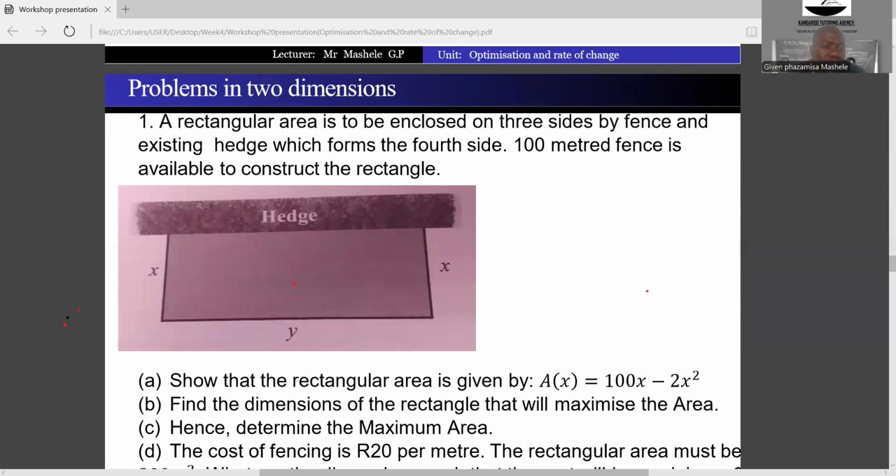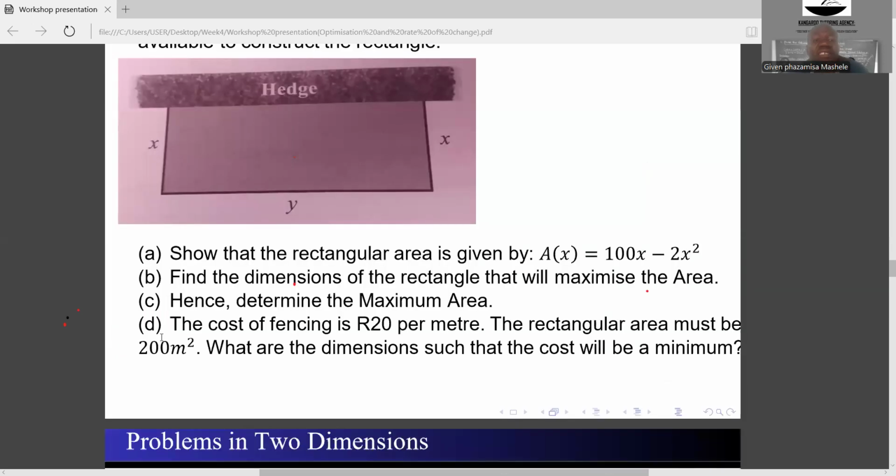Then now we move on to the next question. The next question says, hence determine the maximum area. We now want to determine the maximum area, and we can determine it because we know the dimensions that will maximize the area. We know that to maximize the area, x should be 25 meter and the y should be 50 meter. We got that. So here it should be 25 meter and there should be 50 meter. And now we want to determine that area.